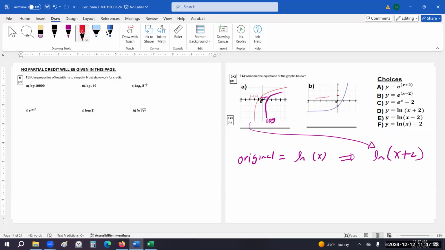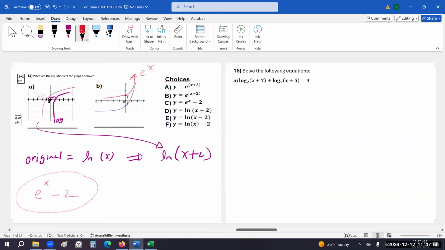For this one, the original graph is the exponent e to the x. This e to the x, we are shifting 2 down. So our 2 has to be a minus: e to the x minus 2. Either you have to draw the graph or they'll give you choices, and you're going to pick the correct choice. But definitely one from either exponential or log. I don't know which one. You will have one of these.